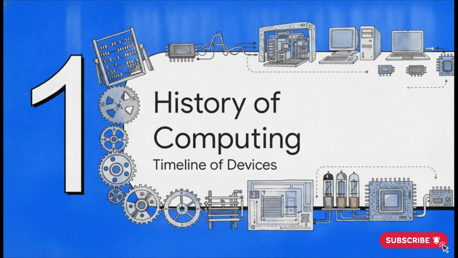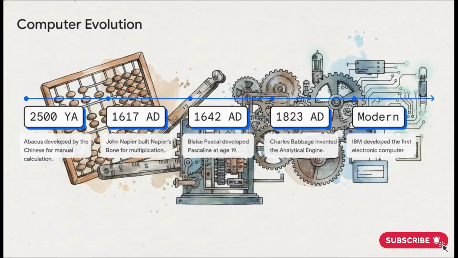Section 1. History of computing. Let's kick things off by looking at this massive historical timeline of devices. It's pretty amazing to see how these calculating devices evolved across human history. We start 2,500 years ago with the abacus, that manual device developed by the Chinese. Fast forward to 1617, and English mathematician John Napier gives us Napier's bone for multiplication.